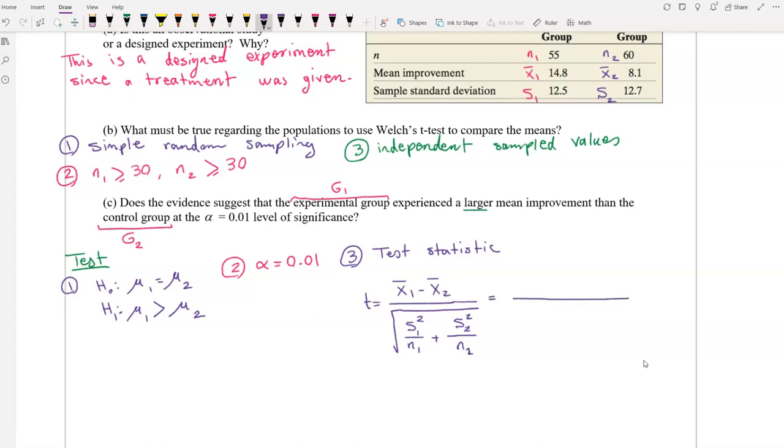That is equal to, for group 1, sample mean is 14.8, minus for group 2 we have 8.1, over the square root of standard deviation 12.5 squared, divided by sample size 55, plus standard deviation 12.7 squared, divided by sample size.